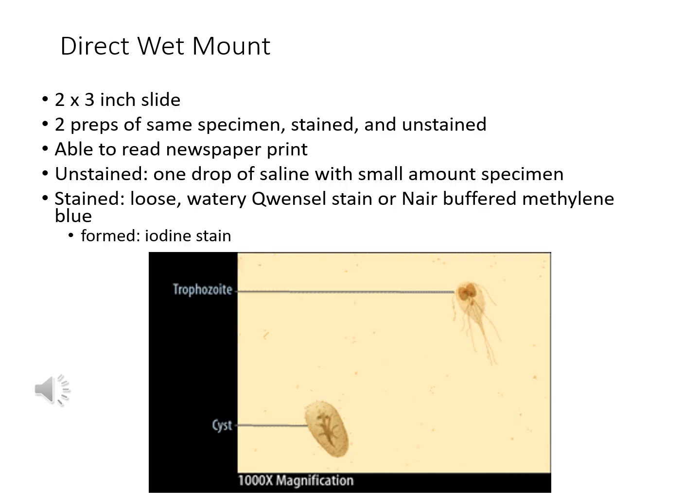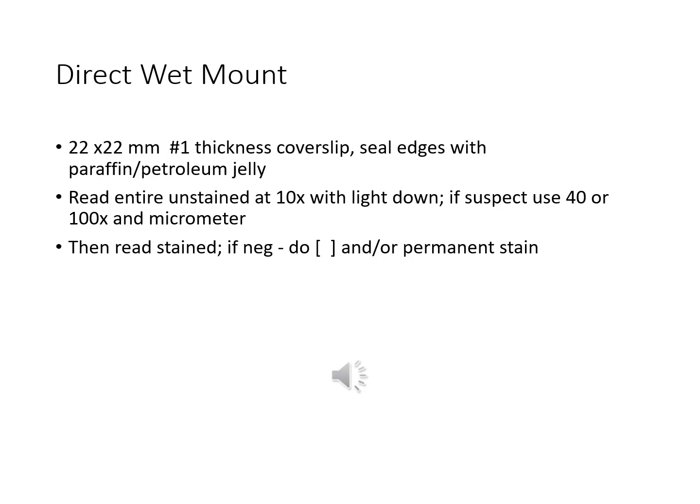The picture that's up there is actually Giardia duodenalis. You can see the trophozoite with the flagella, which is your motile form, and then you can also see the cyst form, which is your non-motile form. It's rounded up and kind of looks like an egg. After you get your suspension made, you're going to cover it with a 22 by 22 millimeter #1 thickness coverslip. The edges are covered with paraffin or petroleum jelly to help seal it.